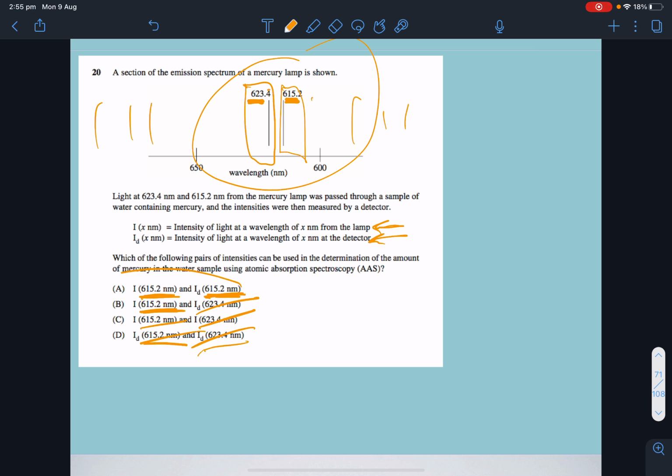You've got to keep them the same. So we're comparing the light from the lamp at 615 to the light in the detector at 615. Okay, you've got to keep them the same.